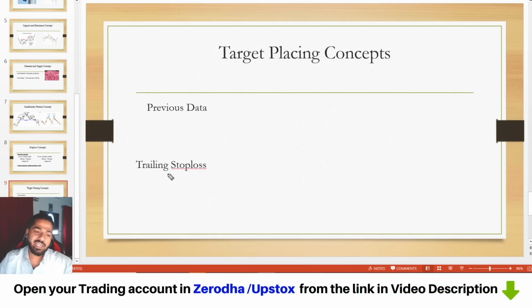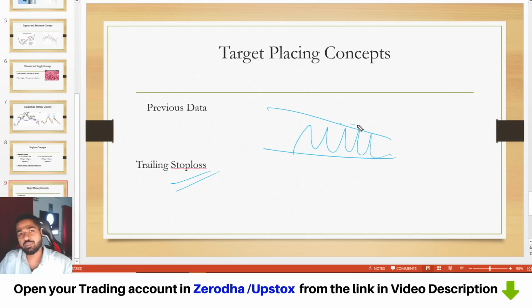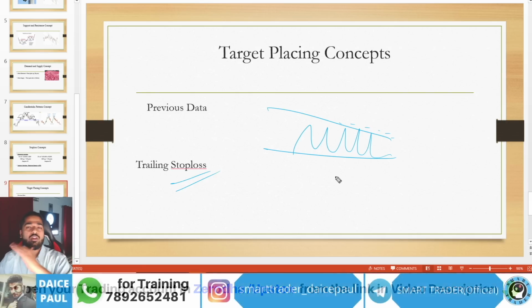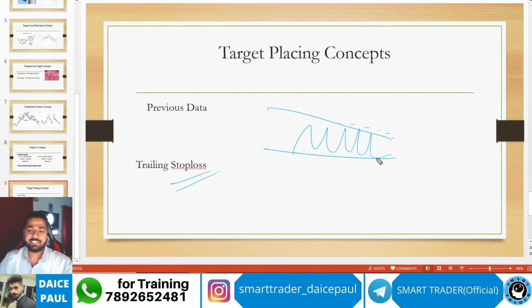So the last one is the trailing stop loss, which I showed you. As and when the stock goes down, you will be pushing your stop loss down and down. You can keep changing your stop loss and try to lock in your profit. So at least in case of a bad situation, if anything falls, you are locking in your profits and you are not losing any money, or you're reducing your loss.